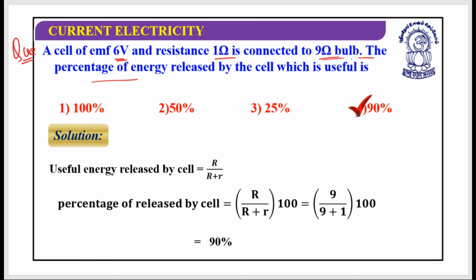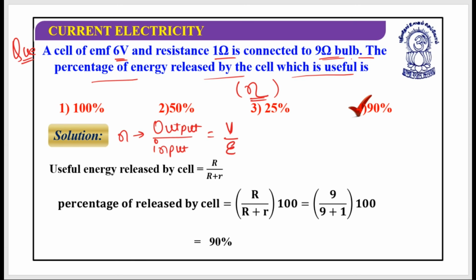The percentage of energy released by the cell, which is useful. Even indirectly they want to ask what is the efficiency of the cell. Now what is efficiency? In the last class, we derived the relation for efficiency. Efficiency is always output divided by input. Now what is output? It's V. What is input? It's E.